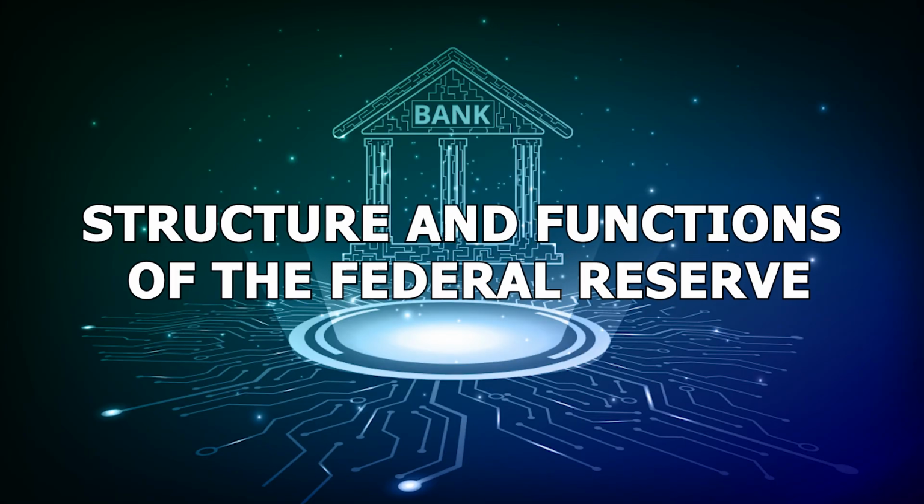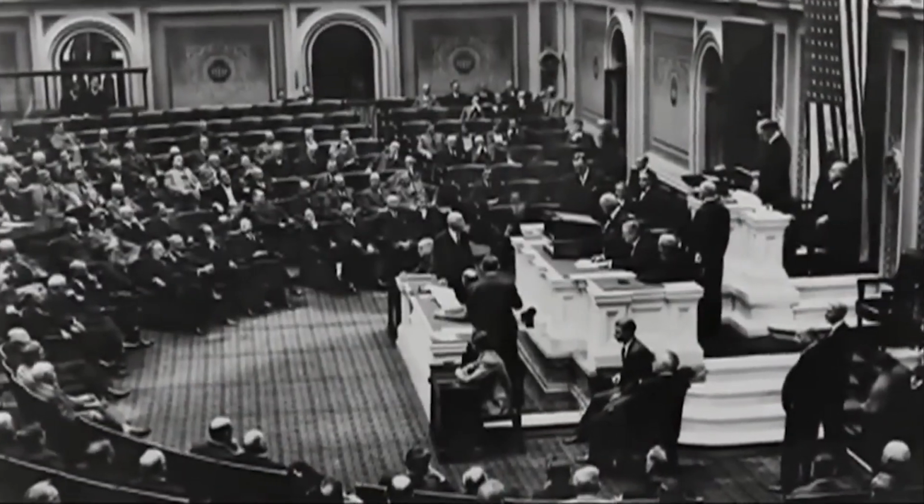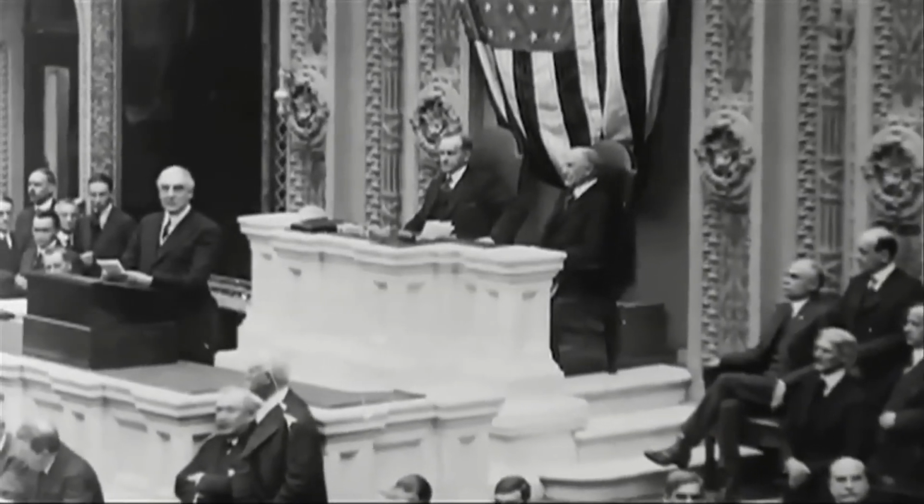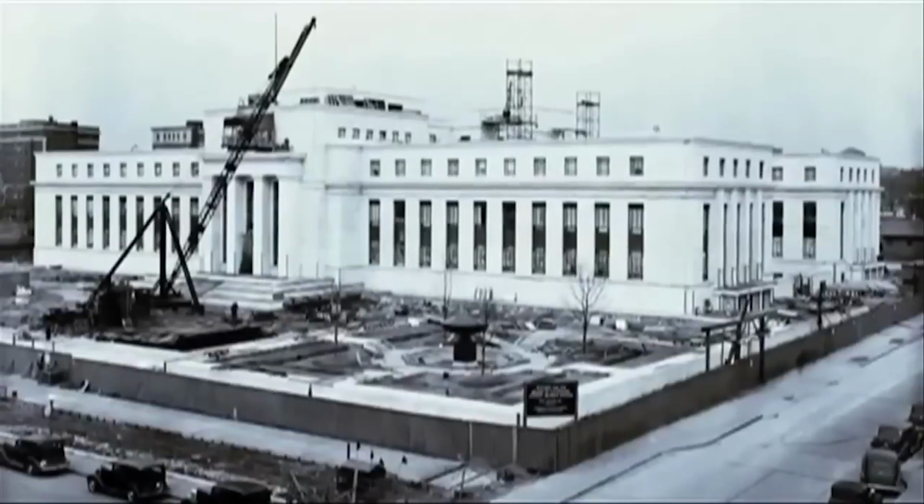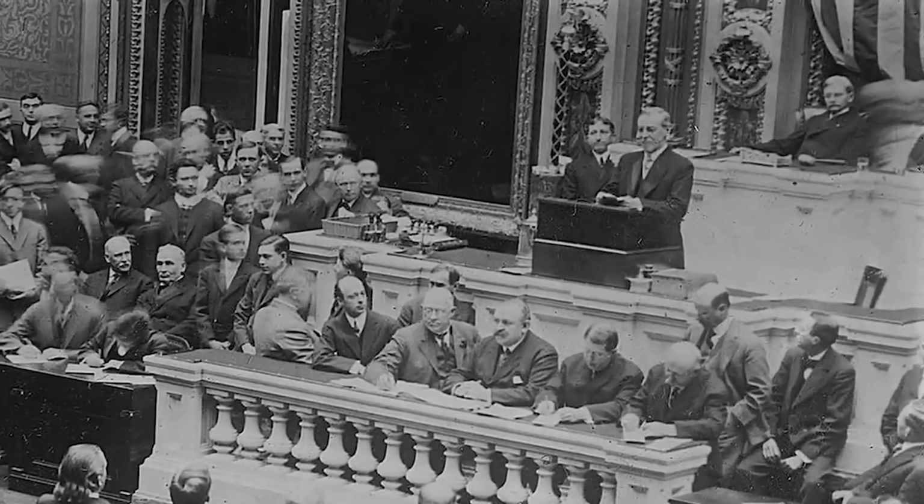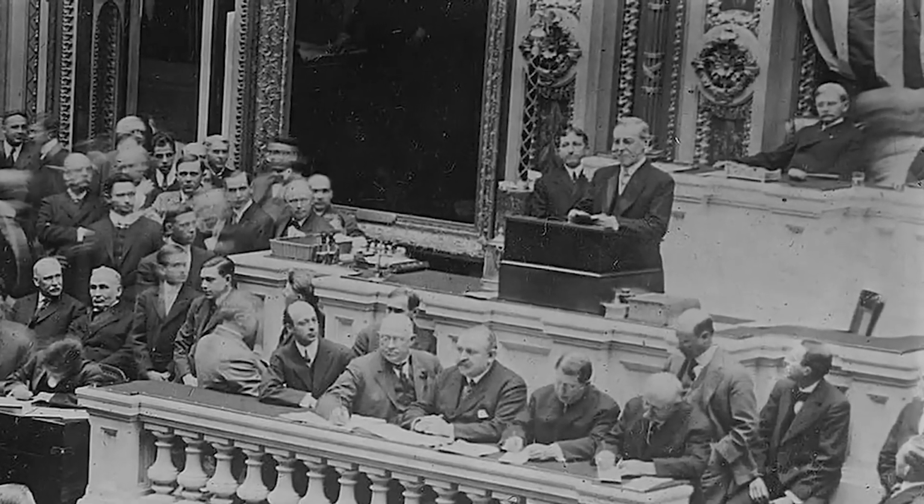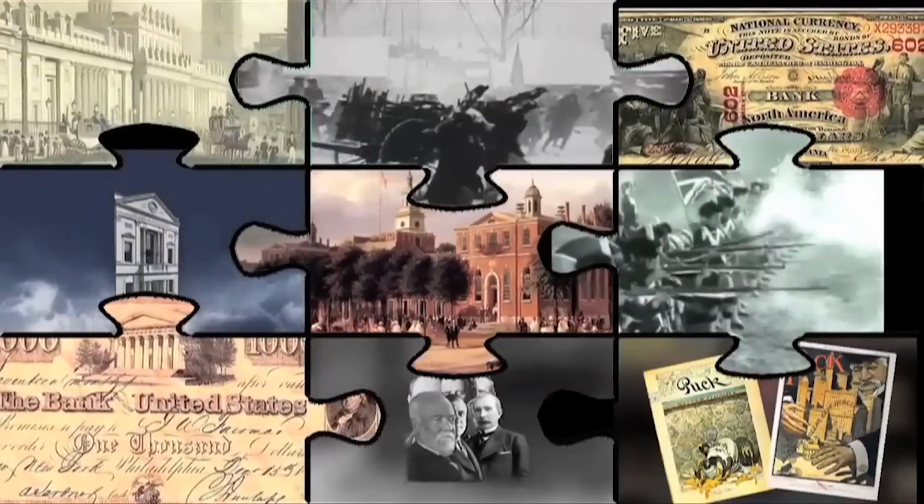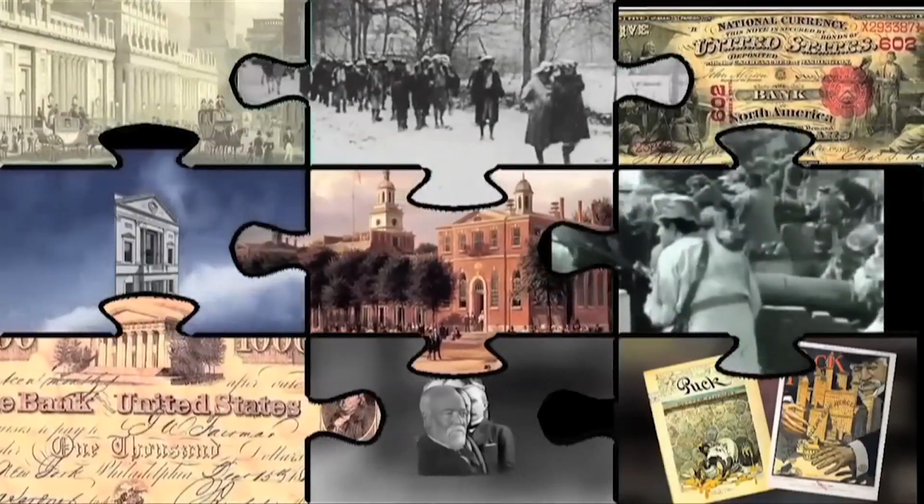Structure and functions of the Federal Reserve. In the heart of the United States financial system lies an institution with a structure as intricate as the economy it serves. The Federal Reserve, or the Fed, is composed of several key components working together to maintain economic stability. At its core is the Board of Governors, based in Washington, D.C., responsible for setting national monetary policy and overseeing the entire Federal Reserve System.